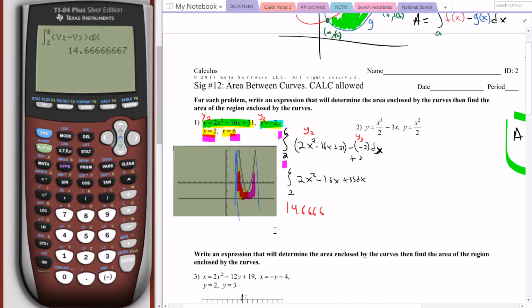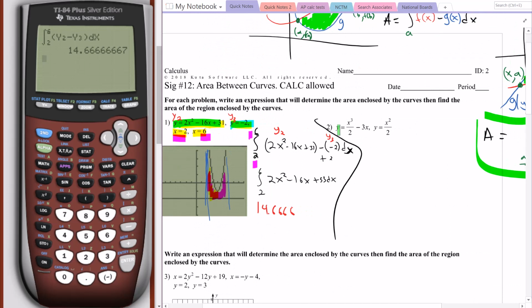All right, so let's keep going. Let's do the next one. Same idea. We're graphing the function y equals x cubed over 2 minus 3x and y equals x squared over 2. Again, we have a graphing calculator, so let's use that. Let's put these two functions on. We're going to do x to the third divided by 2 minus 3x, and then the other function we're going to use is x squared divided by 2.